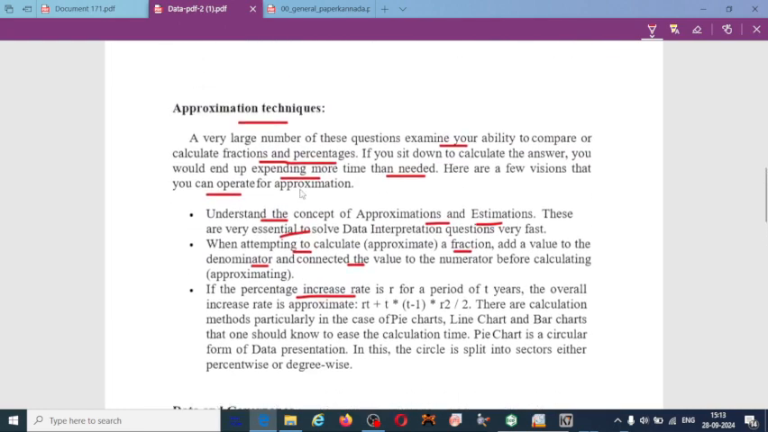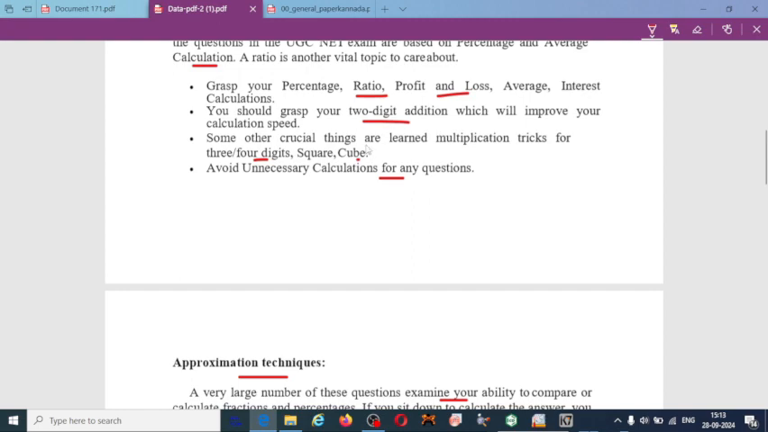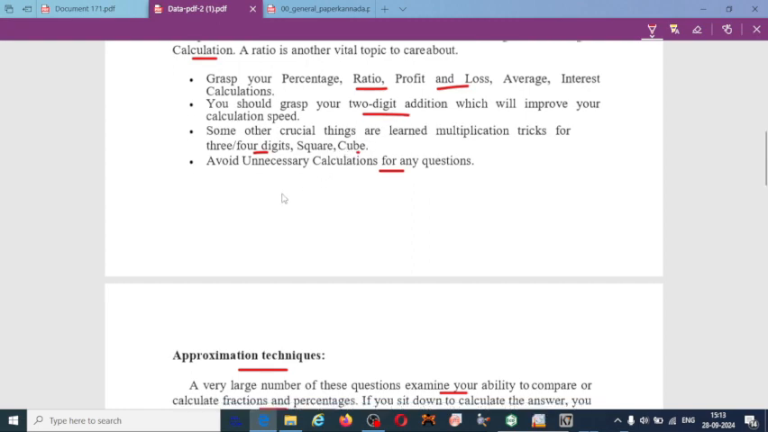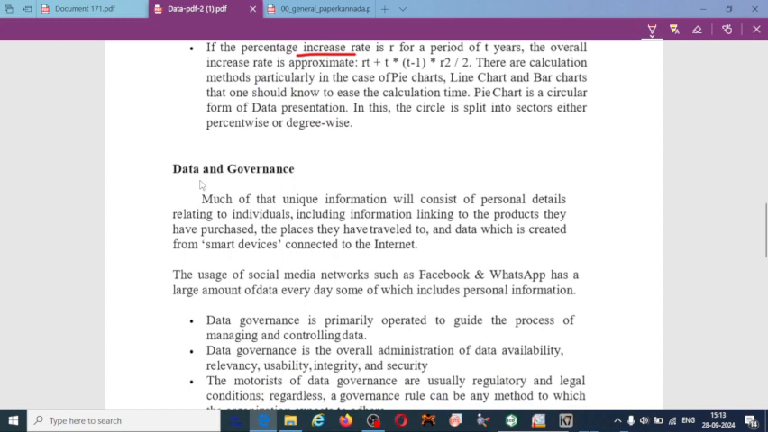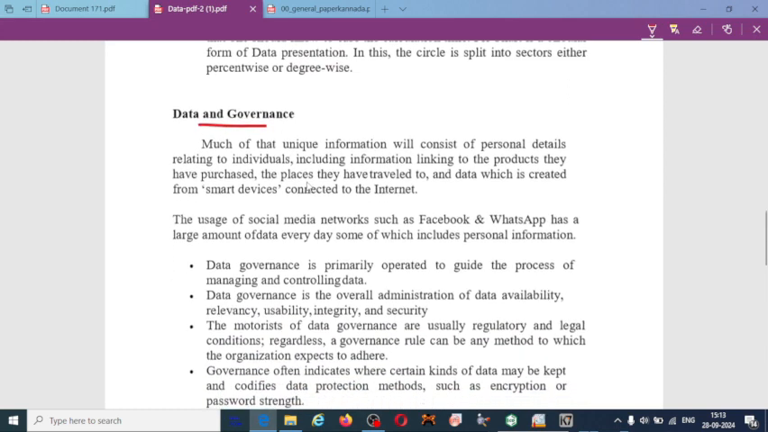So all the equations related to these small parameters you should know related to data and interpretation. So data and governance. Much of that unique information will consist of personal details relating to individuals, including information linking to products they have purchased, the places they have traveled, and data which is created from smart devices. Okay, how you actually are going to collect the data and how you are going to govern that.